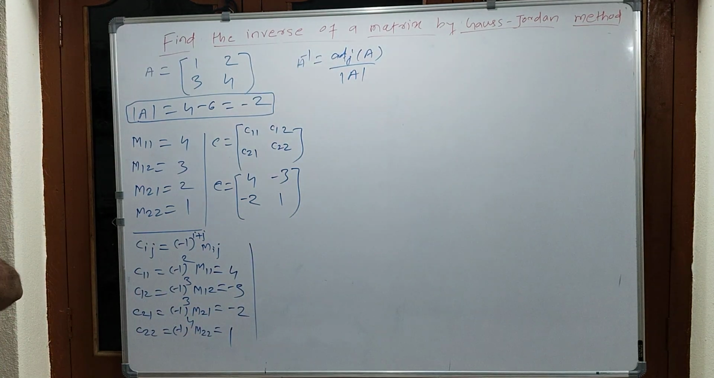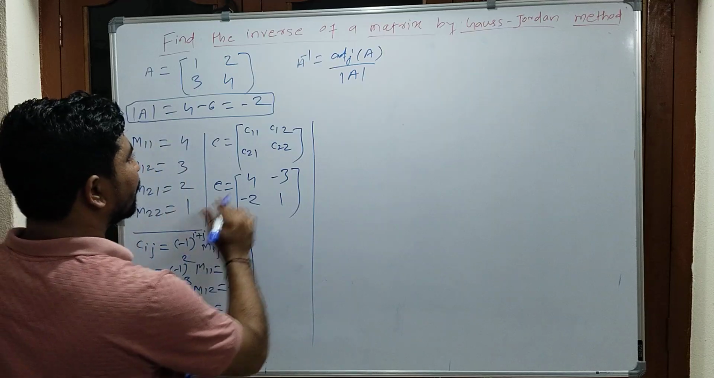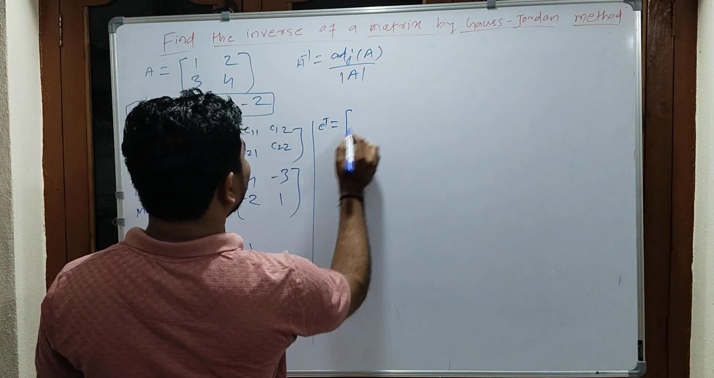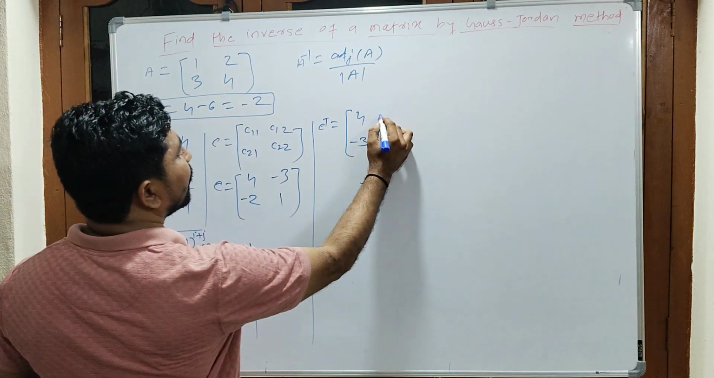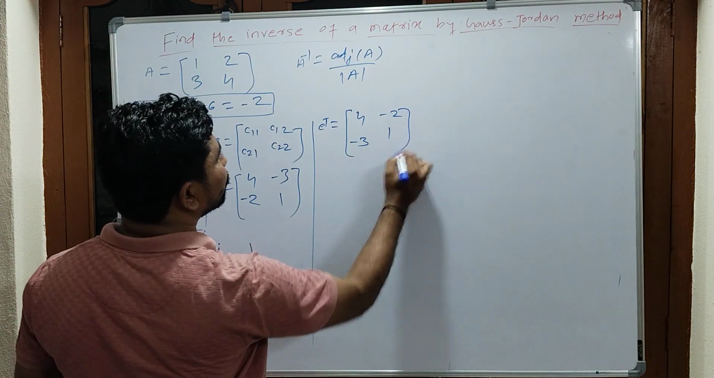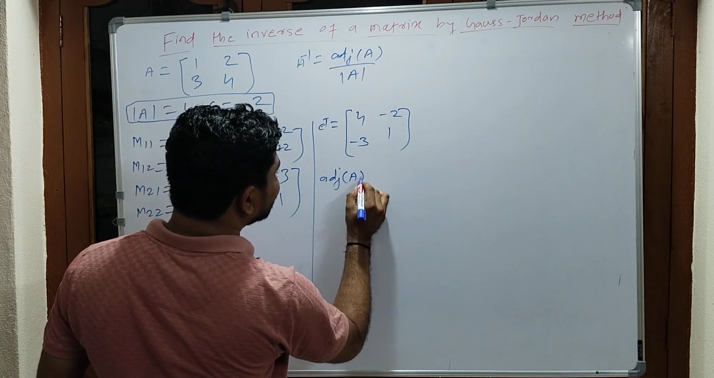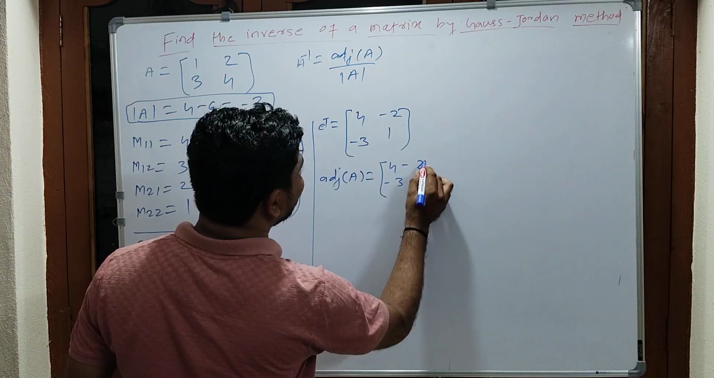Now this is the cofactor matrix. So the next step is to find the transpose of this cofactor matrix. Here 4, the first row becomes the first column. This is minus 3, this is minus 2, and this is 1. So this is my adjoint. This is my adjoint of A. So 4 minus 2 and minus 3 1.